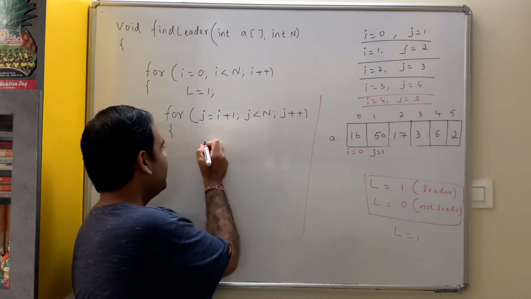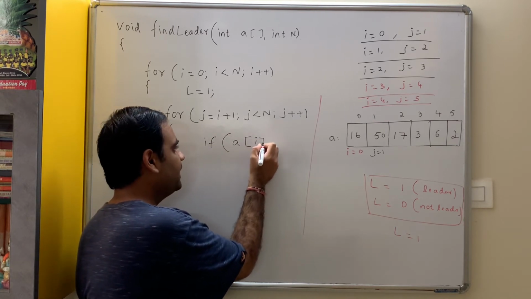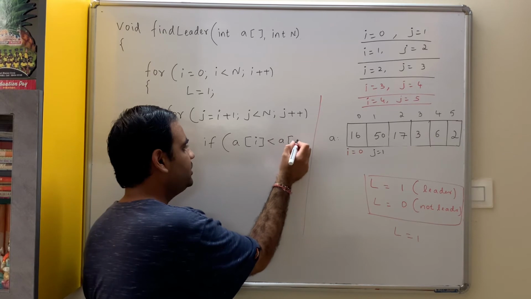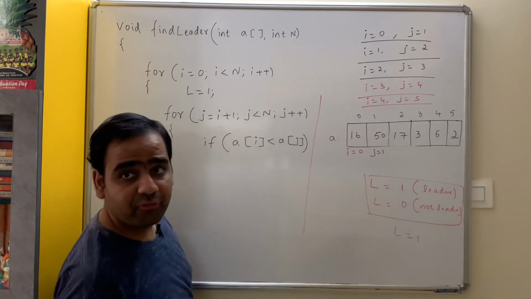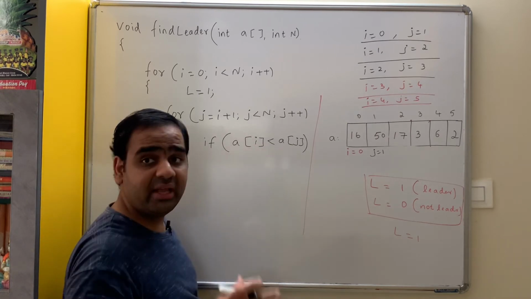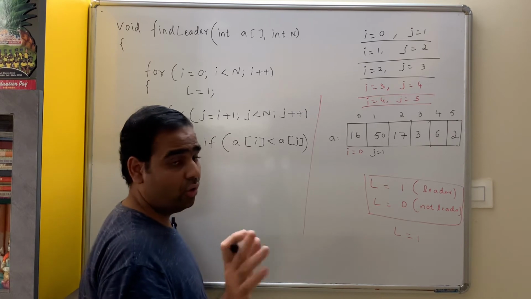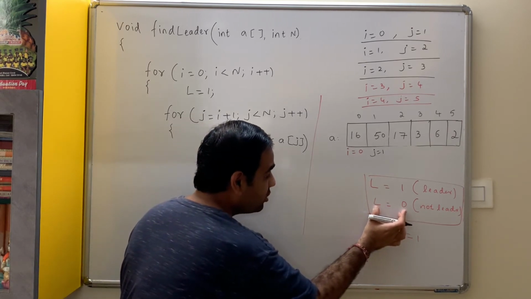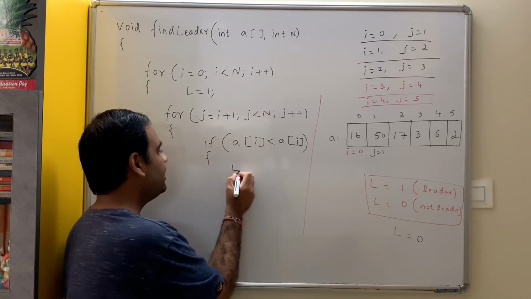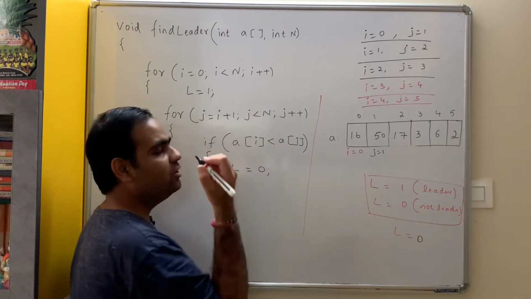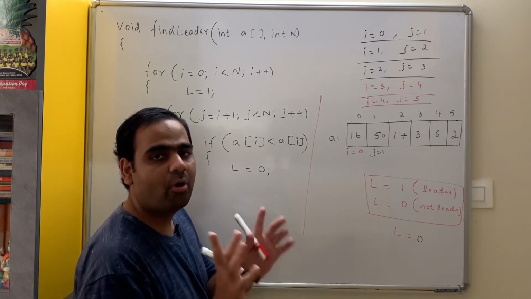I shall write if A of I is less than A of J. Now, what is A of I? 16. What is A of J? It is 50. Is 16 less than 50? Yes, 16 is less than 50. Can 16 be the leader? No. And if it is not a leader, I shall make the value of L to be 0, saying that it's no longer a leader.